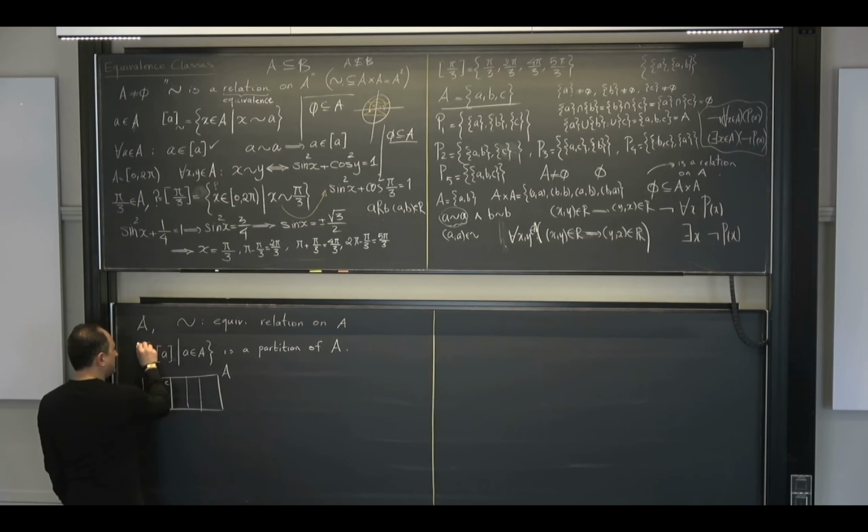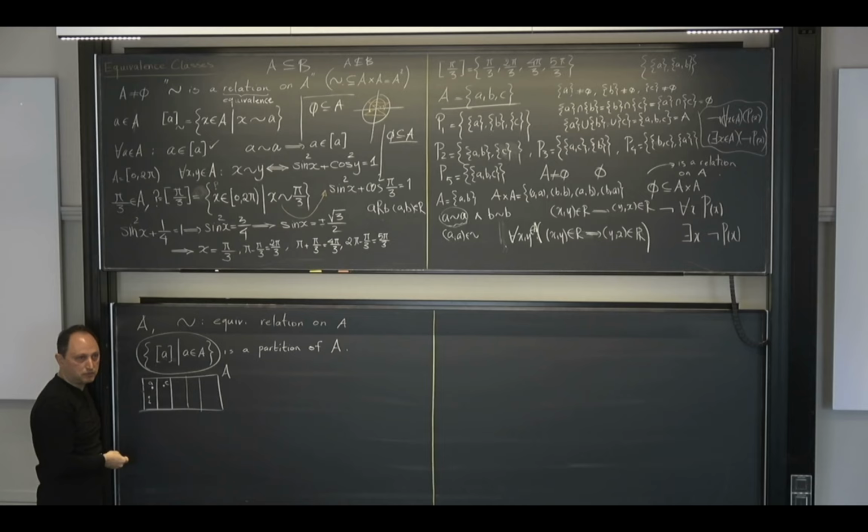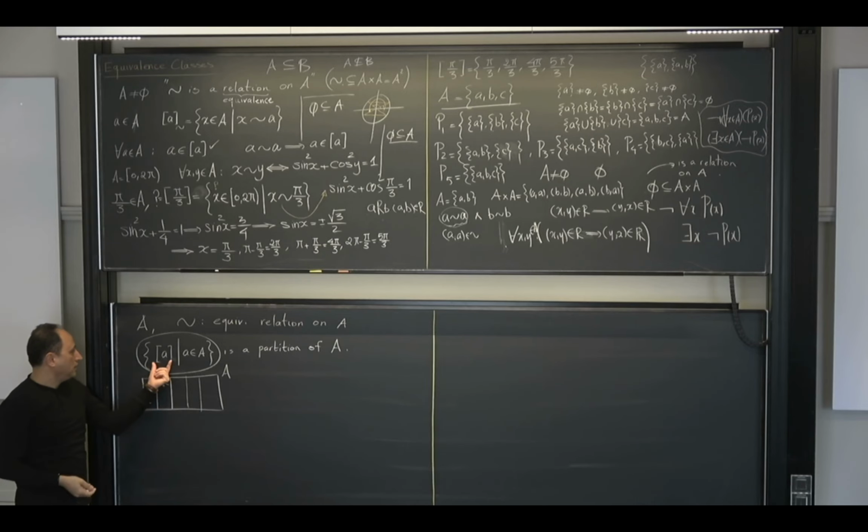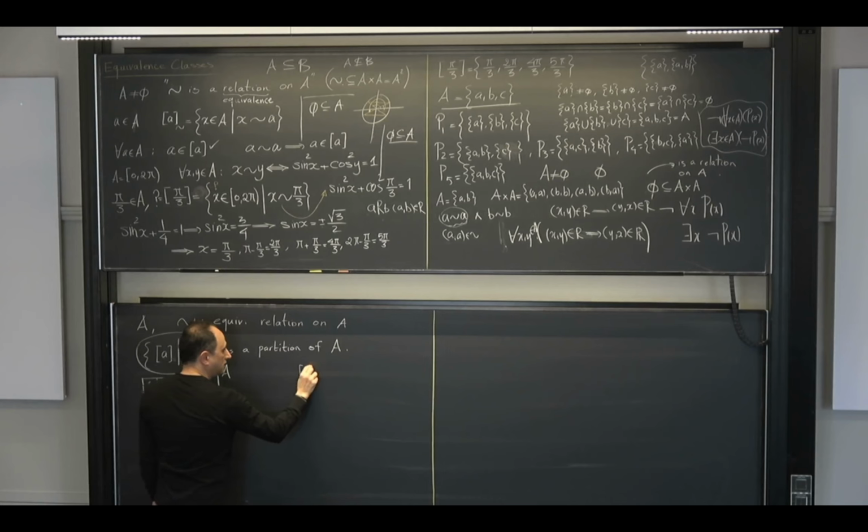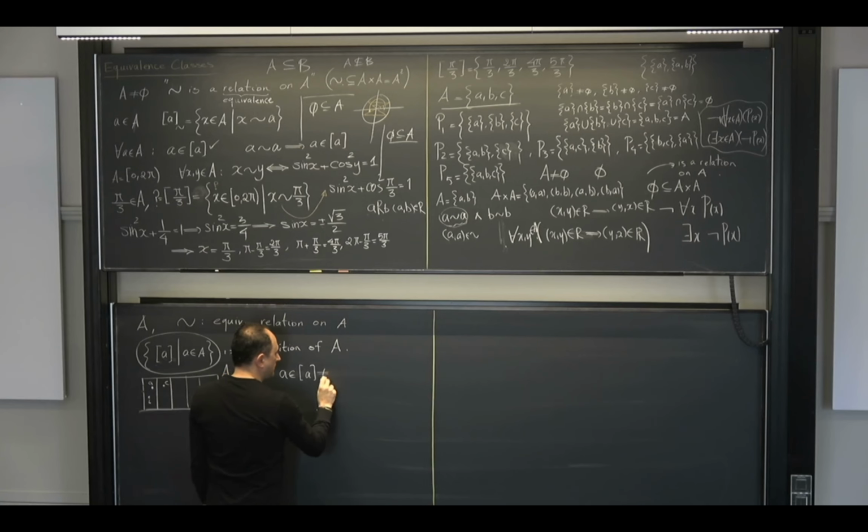My claim is that this class is a partition of A. What things do I have to show? Three things. I have to show none of them is empty. I have to show that any two of them don't overlap. And I have to show that the union of all of them is the original set. Yes? So none of them is empty. Why? We just talked about equivalence classes cannot be empty, because if you pick this, at least it contains one element in it. So this is not empty.